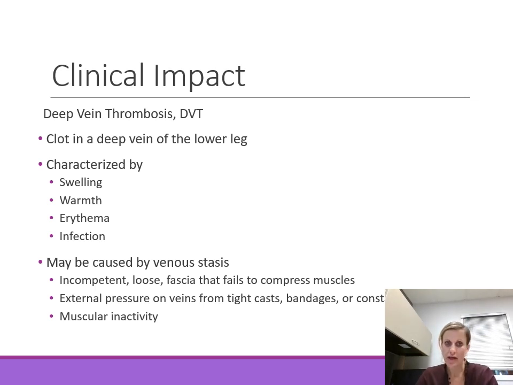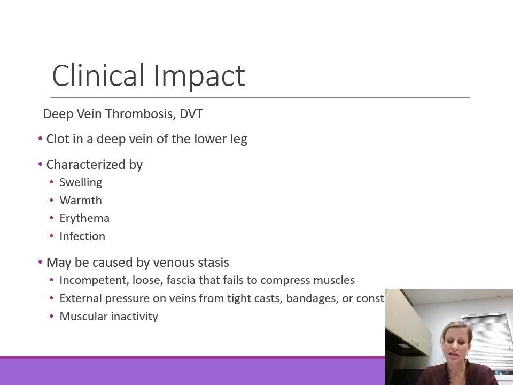A DVT is a deep vein thrombosis, right? So thrombosis is a clot. So a clot in a deep vein, typically the lower leg. This is characterized by swelling, warmth, erythema, and possible infection in the leg, but always characterized by a red, swollen, warm leg.